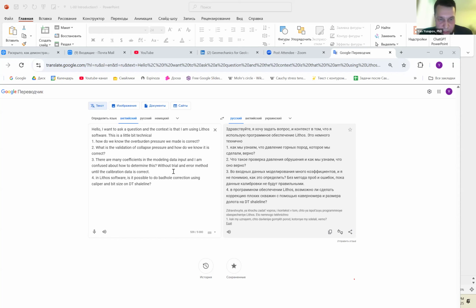In LitaStudio software, is it possible to do bad hole correction using caliper and bit size on the shell line? Yes, of course, it's available. You can correct logs, for example, on caliper. You can correct acoustic and density logs and make bit size on shell line, of course.